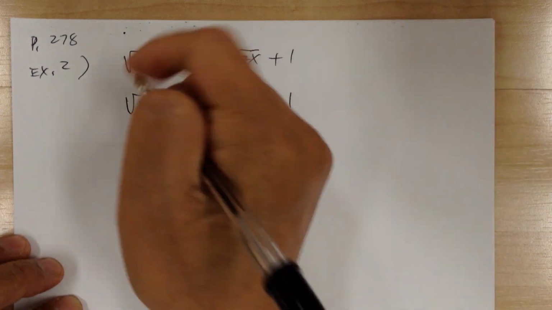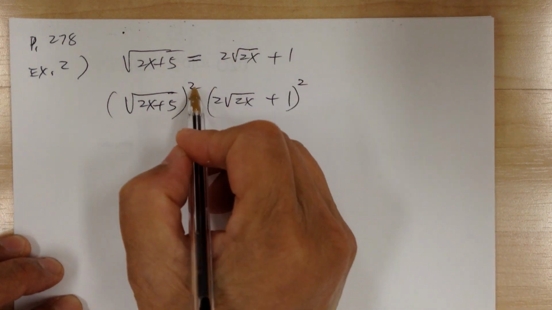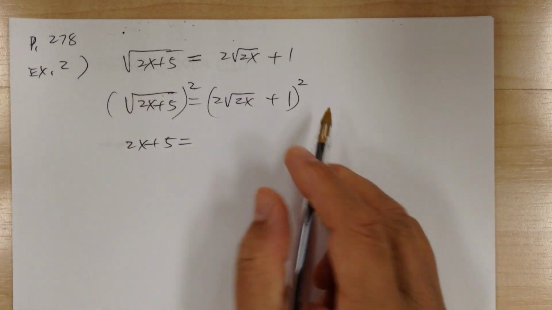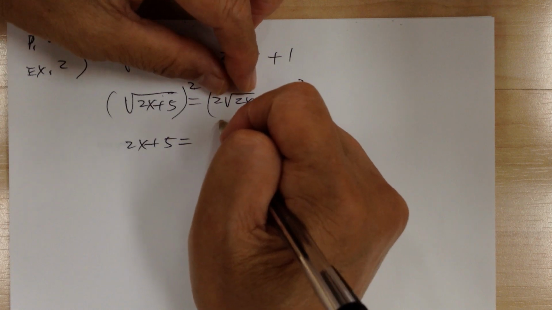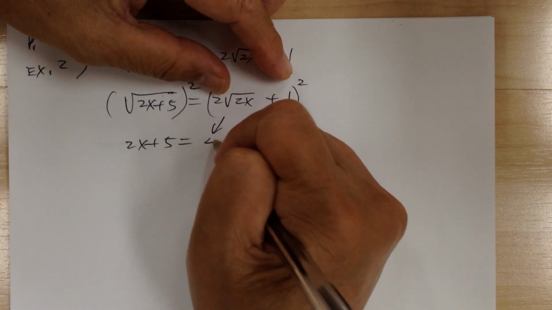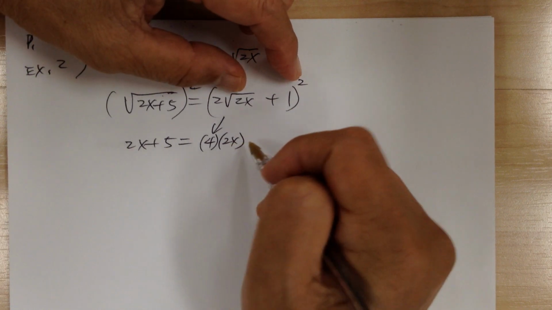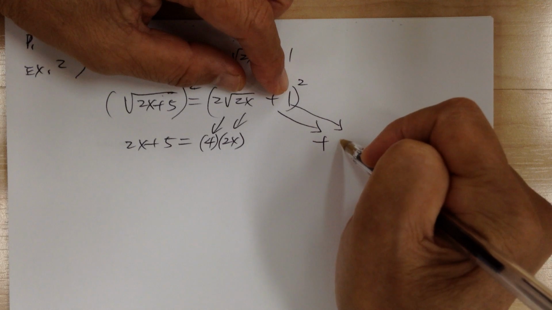Okay, so I'm going to square both sides. So square and square root cancel out. Now you have to be careful, because you got a binomial, so you have to square these. When you square these, you get 4 times 2x. Square this, you get that. Then you have to square this, you get plus, square this, you get 1.